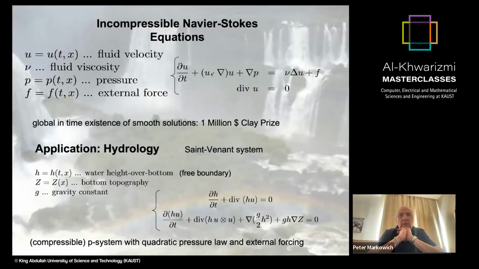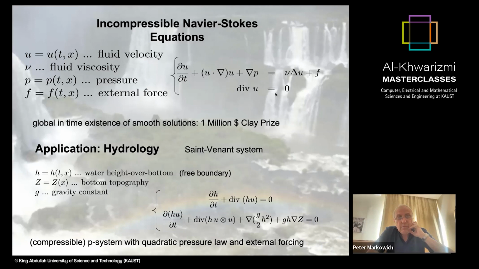So here you see the incompressible Navier-Stokes equation. Basically, it is a system, say in 3 dimensions, of 3 highly nonlinear, very complex differential equations for the fluid velocity vector. And another variable that enters here is the pressure, the fluid pressure, which is determined by this incompressibility constraint here.